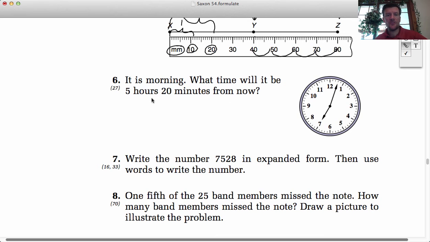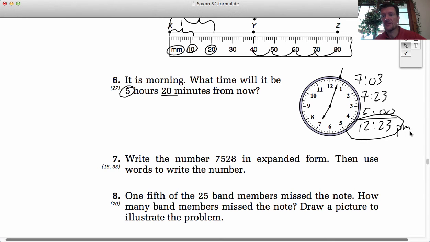It is morning. What time will it be 5 hours 20 minutes from now? So you want to add on, sometimes you can add on the minutes here. So if you take the 20 minutes and you add 20 minutes, this is, looks like, 7:03. If you add 20 minutes, now we're at 7:23. And then if you add 5 hours to that, 7 and 5 is going to give me 12, right? So it's 12:23, and that would actually be afternoon or PM.